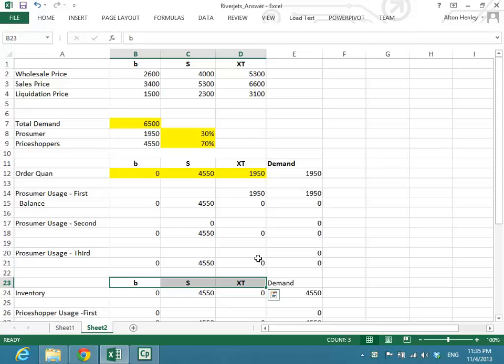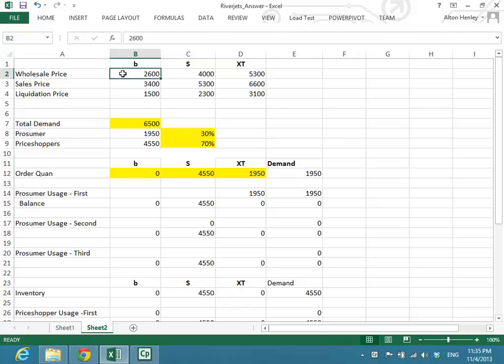The RiverJetz case problem walkthrough. Okay, part of the magic of this problem is laying it out properly. So I laid it out with a B column, an S column, and an XT column that go all the way down. So everything's always lined up.